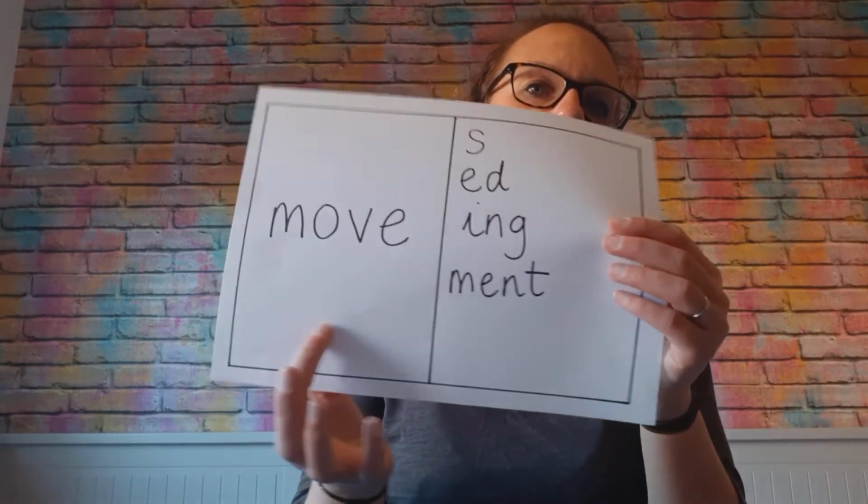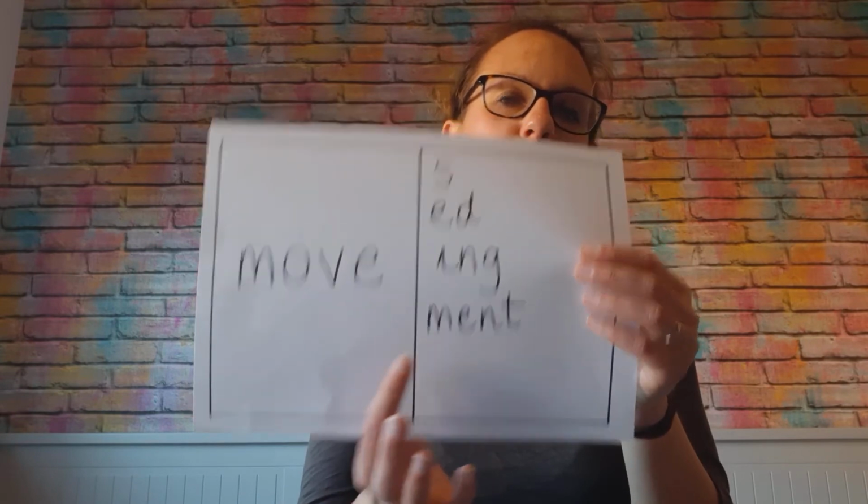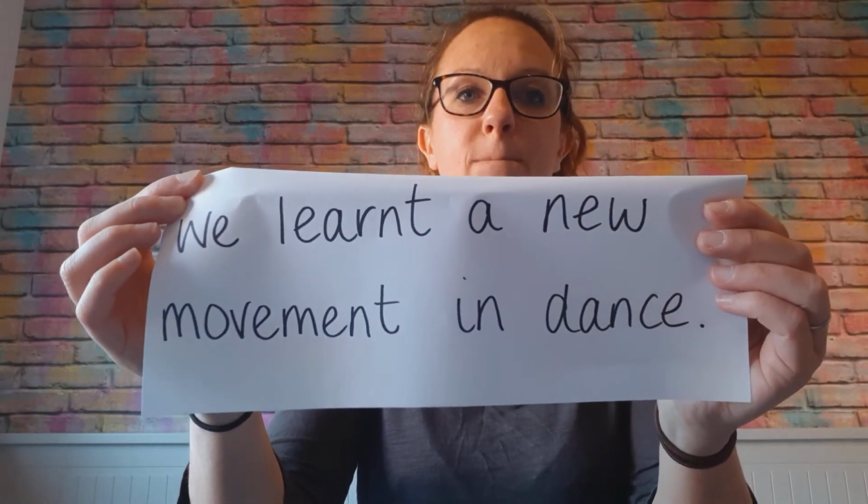Okay, and our final word is movement. A movement is something that you do. It's a noun because it's a thing. So you can talk about one movement or two movements. I have written this sentence here: we learnt a new movement in dance. Movements are often a bit like an action. So you might learn movements to a gym routine or a dance, something like that.